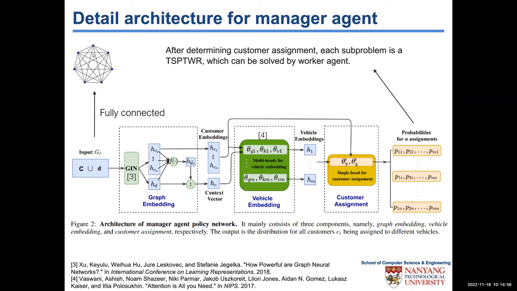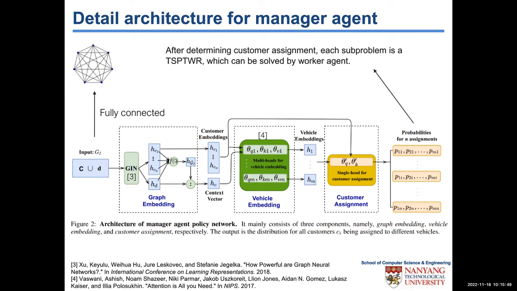Each node will have its own attributes, which consist of the XY coordinates of this node, which is the location of the node, and the time window for this node. So for each node, we have a four-dimensional raw feature. Then we pass this graph into a graph neural network, where we use the GIN, the graph isomorphism network, shortened as GIN, for graph embedding. Then this graph neural network will learn the embeddings for each node. The C here stands for the customers, and the D here stands for the depot. So after this neural network, we have an embedding for each customer, and we have an embedding for our depot.